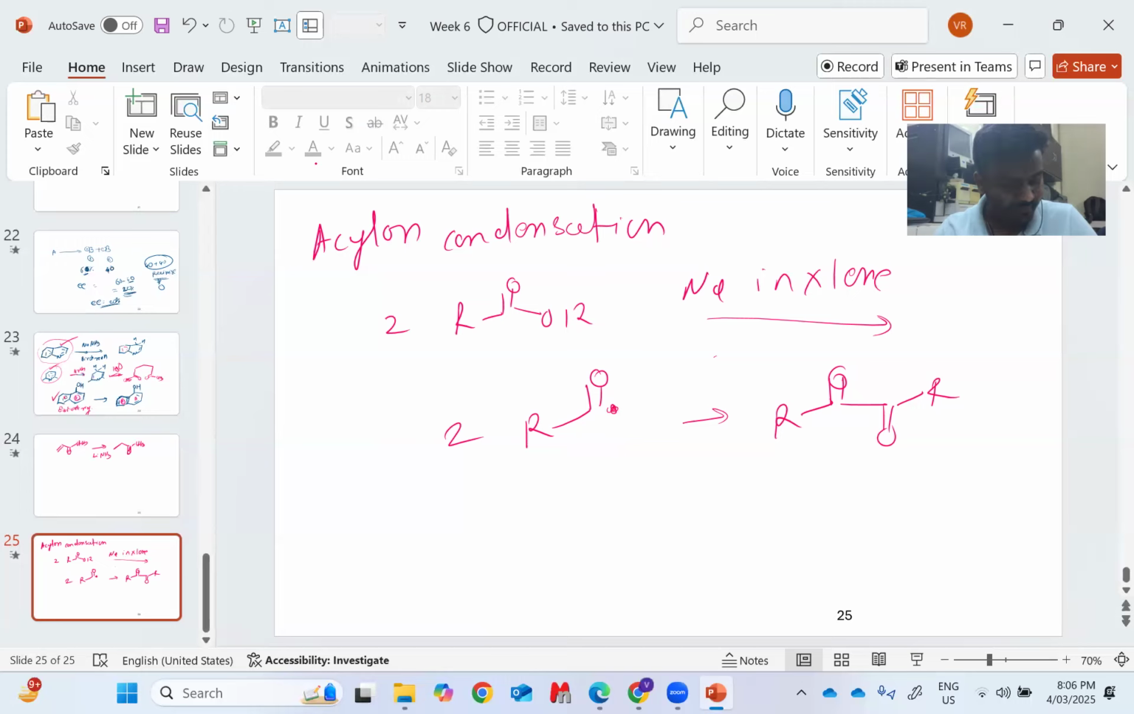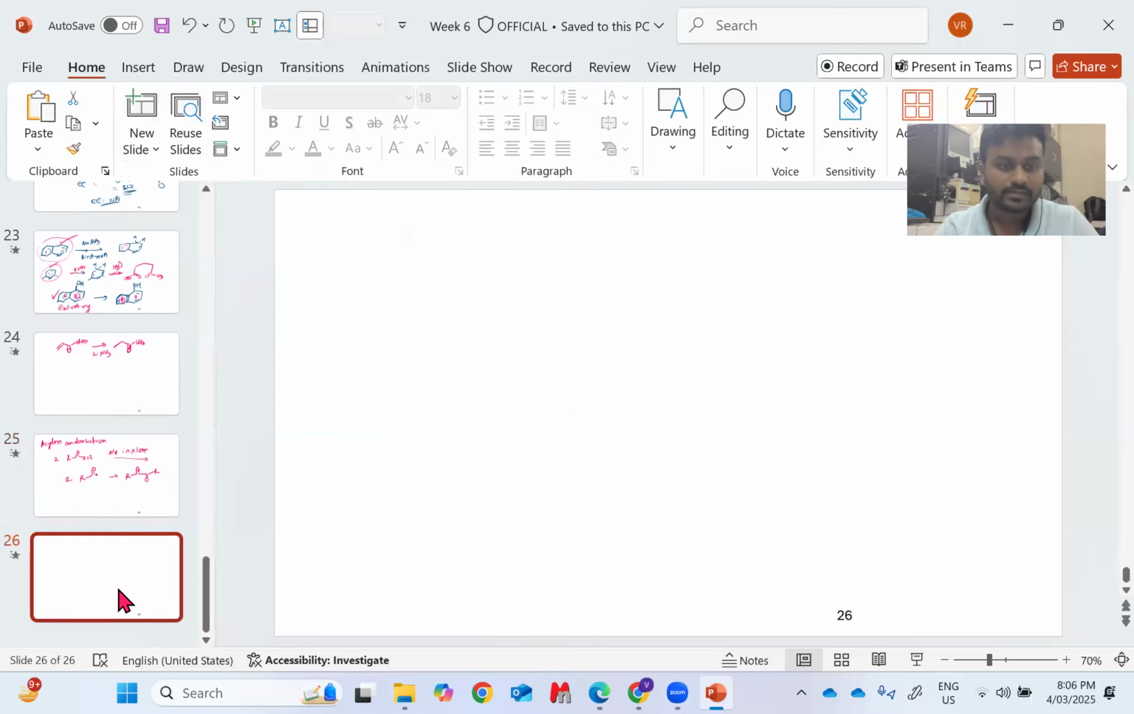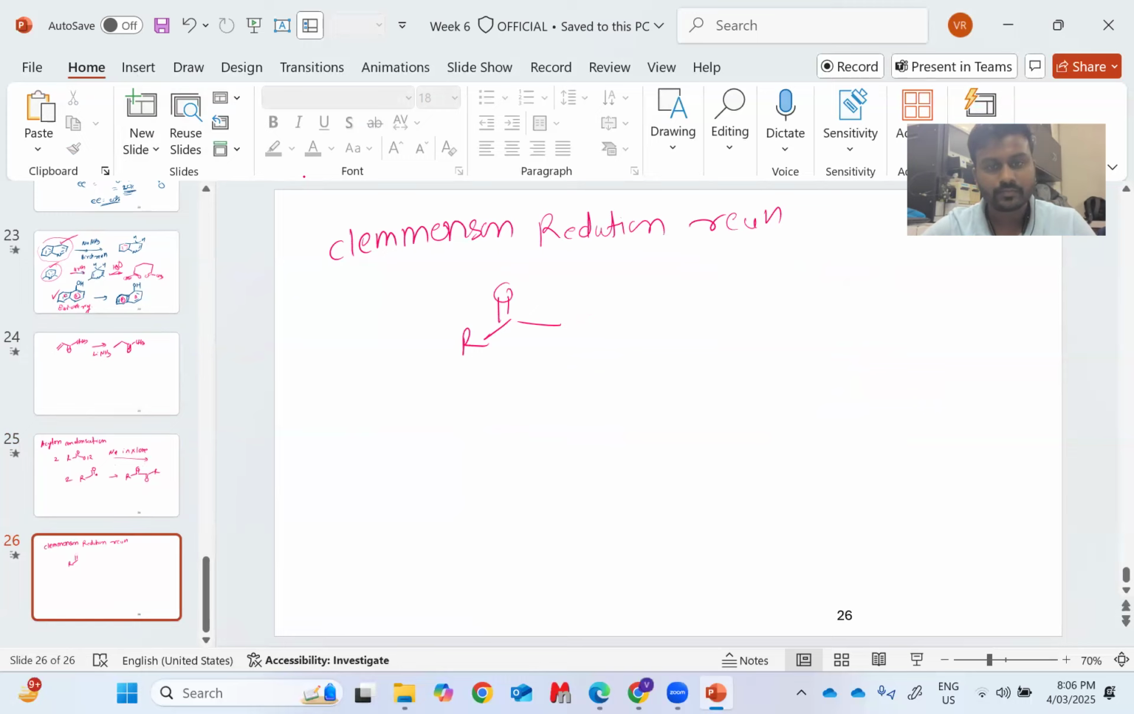The Clemmensen reduction is also one of the reduction reactions that I will just revise. If you have such a compound which has a ketone, you can use zinc amalgam in HCl acidic condition. In that case, we get the CH2R'. So this is the Clemmensen reduction.